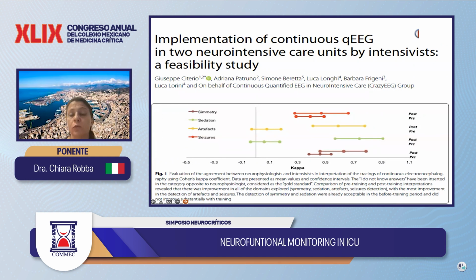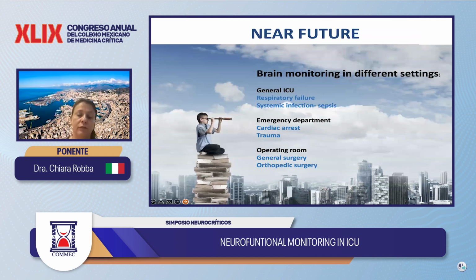One example is the continuous quantitative EEG. This is a study which demonstrated that after a small training of 2 weeks, even intensivists are able to assess symmetry, sedation, artifacts, and the presence of seizures in patients in the ICU who were monitored with continuous quantitative EEG. So the technology is making our life easier, helping us to understand in a simpler way difficult factors such as cerebral metabolism and physiology.